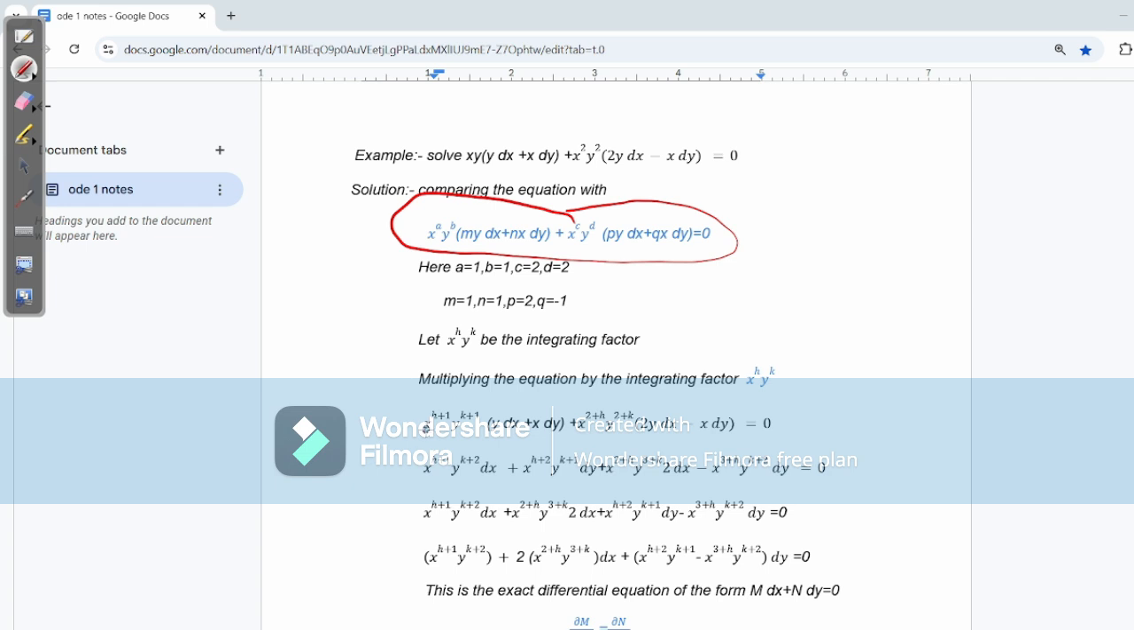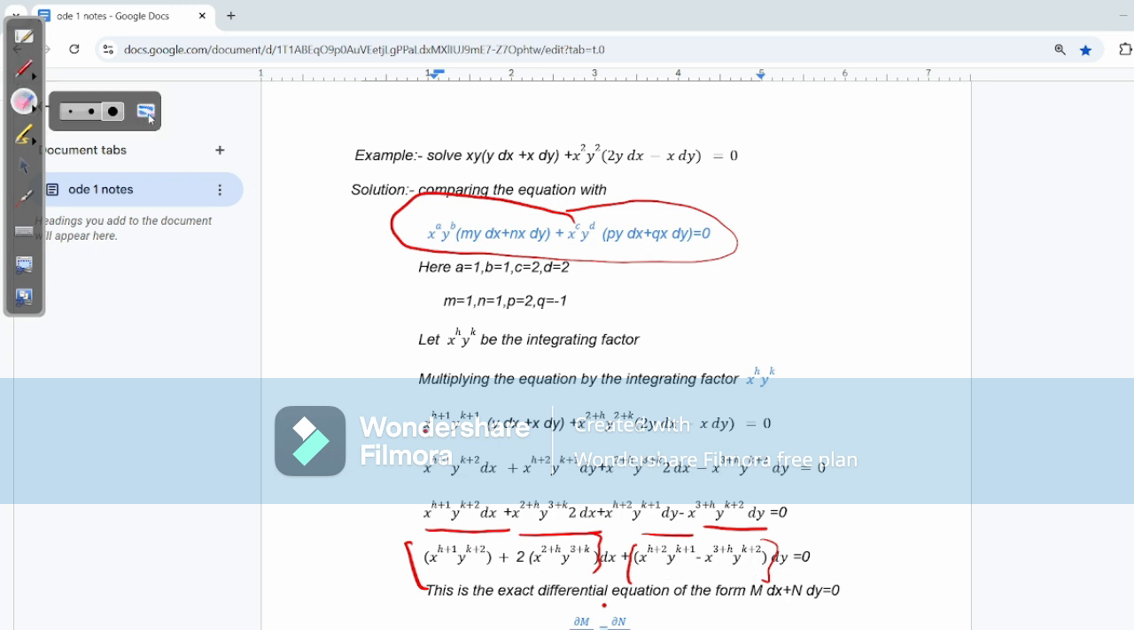So what does this value become? x^(h+1) y^(k+2) dx plus x^(h+2) y^(k+1) dy plus x^(2+h) y^(3+k) times 2 dx minus x^(3+k) y^(k+2) dy is equal to 0. Now take dx terms in one step and dy terms in another step, common. Taking dx common, this value becomes like this and the dy value becomes like this. This is the equation of the form M dx plus N dy.